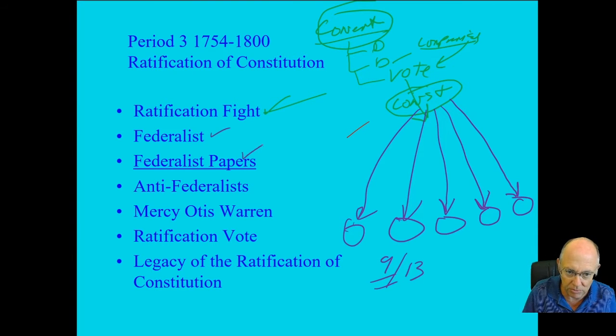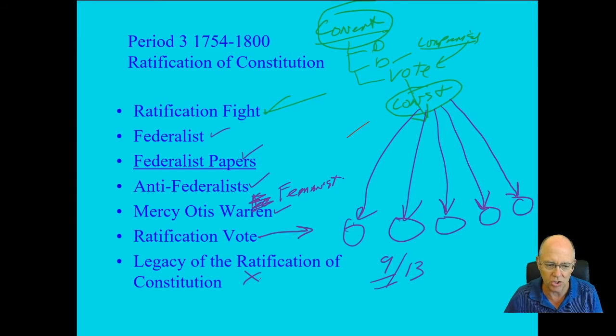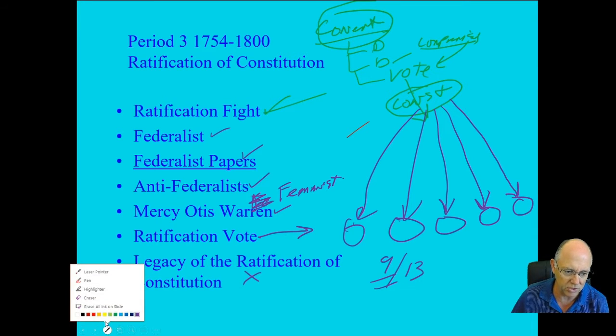We're going to look at the Federalist Papers. We're going to look at the Anti-Federalists. We're going to look at Mercy Otis Warren, and the question we want to answer is, is she a feminist? My God, the writing is so bad. Oops. Is she a feminist? And then the vote for ratification in the colonies, and then the legacy of ratification. So not too much today, but let's try to get through it quickly and efficiently.